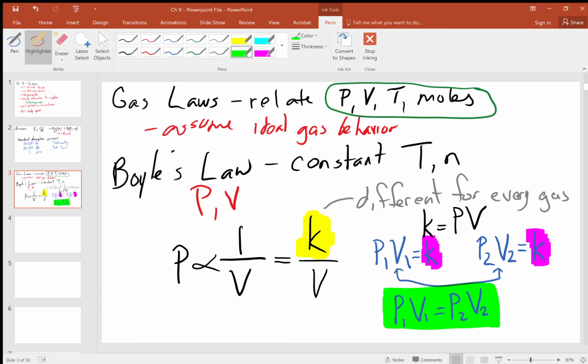Now, what units do we need to use for pressure and volume? Well, the answer is essentially that it doesn't matter. The only thing that matters is that we use the same units on both sides. Of all the pressure units that we just discussed on the previous page, we can use any of those pressure units. Again, we just have to use the same units on both sides.